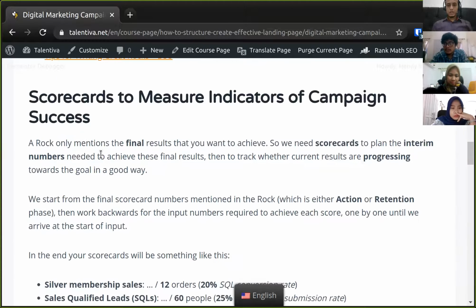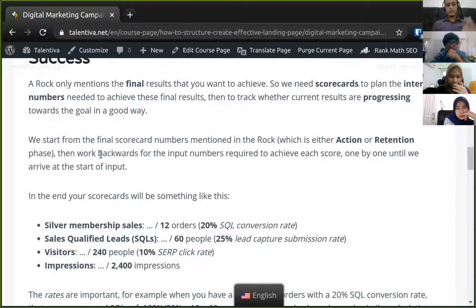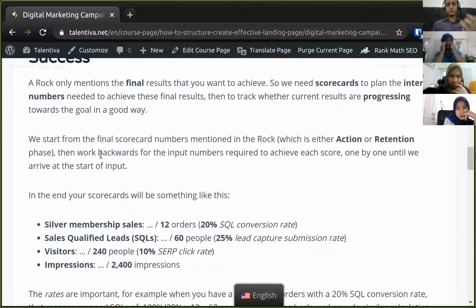But in order to achieve that, we need to plan realistically. For example, we need to have 12 silver memberships. What do we need to have to get those 12 sales? To do that, we use what we call a scorecard. In EOS, scorecards are numbers that the team members must really understand. I usually call them the interim numbers. Interim numbers mean it's not the final result, but it is an indicator of a goal.